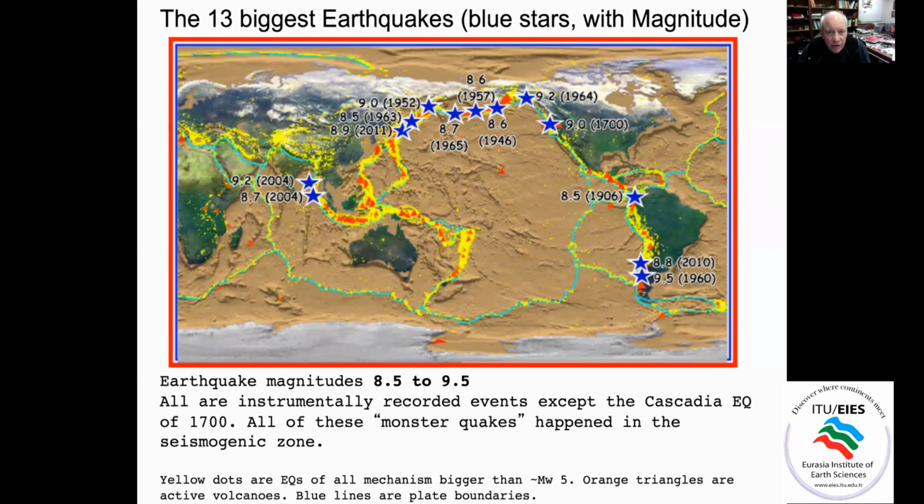But all of these big earthquakes happened in the seismogenic zone. So all of these in the Aleutians, these around Japan, offshore. Here we have Chile. And these are magnitude 8.5 to magnitude 9.5. That Izmir earthquake was a magnitude 7. It was a bad earthquake, but we can be very grateful it wasn't a magnitude 9. These are monster quakes. We've seen two of them in Sumatra in 2004 and Northeast Japan in 2011.